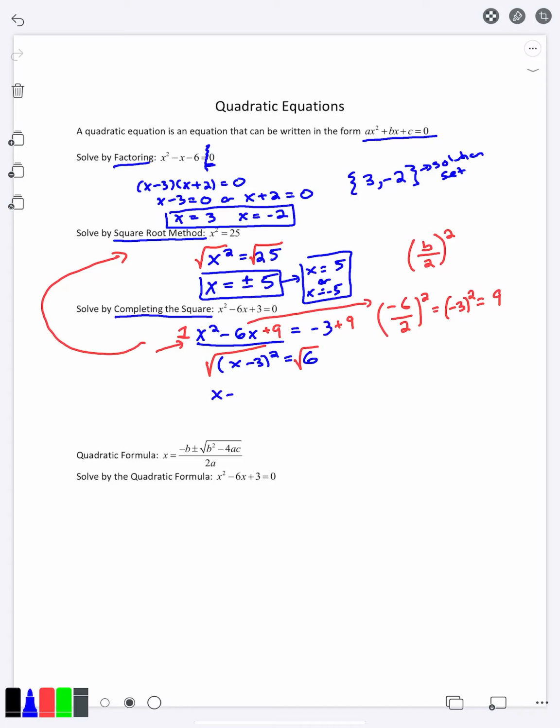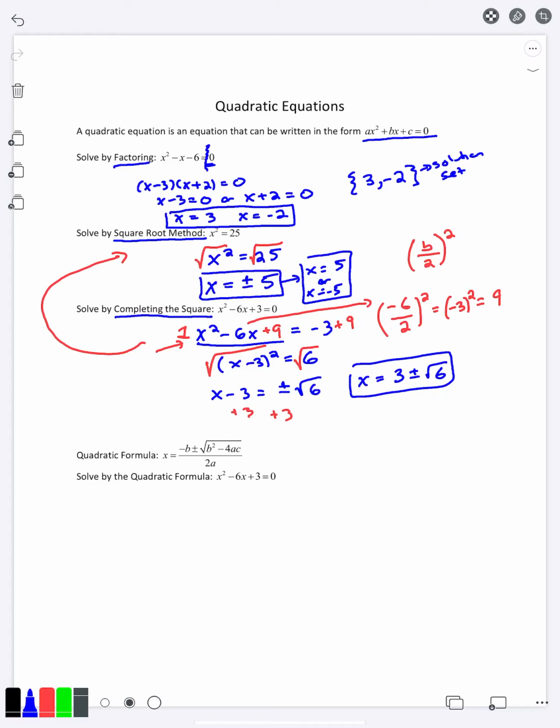And then we'd get x minus 3 here, and then we don't forget plus or minus. The square root of 6 is not a nice whole number. We can't really simplify it, so we'll leave it alone. And the last step would then be to add 3 to both sides. So we get x is 3 plus or minus root 6, and that will be the final answer here.